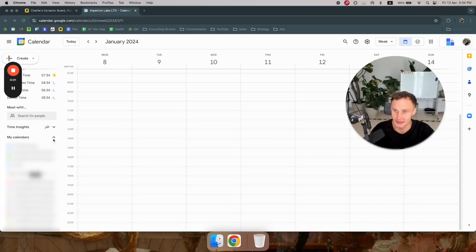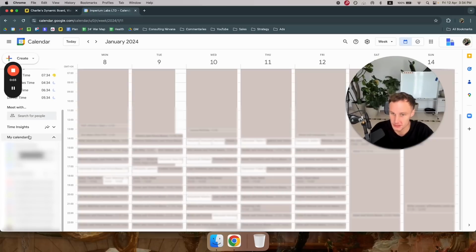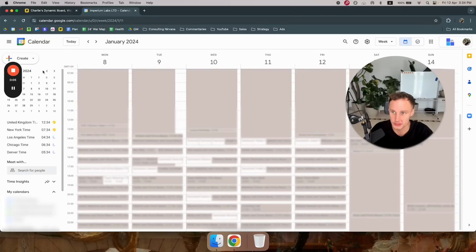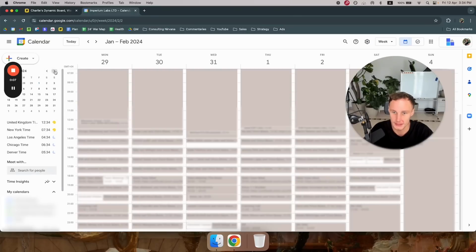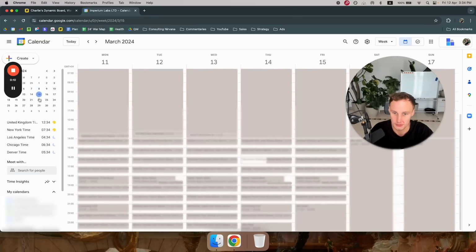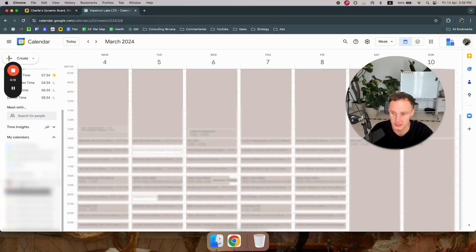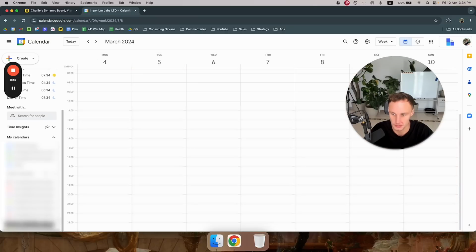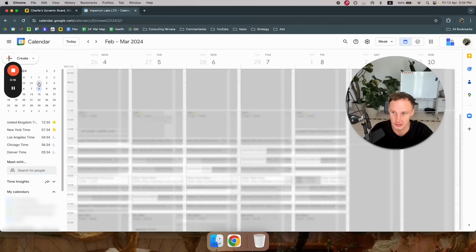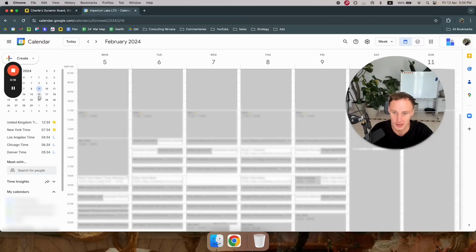Let's take a look at a random calendar from one of my sales reps. If I just grab this person here, we can see we're in January 2024. It doesn't matter which week I come to, this person's fully booked. And this applies not only for this rep, but let's just go to another random rep. This person's fully booked as well. This here, I've got 10 of these.